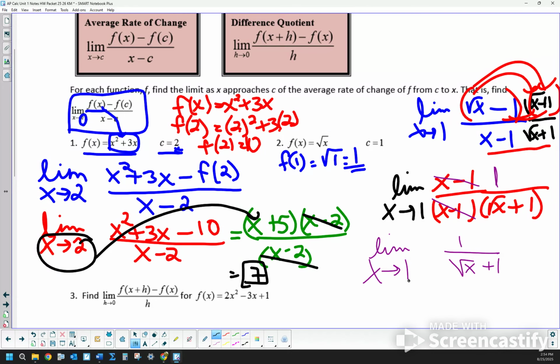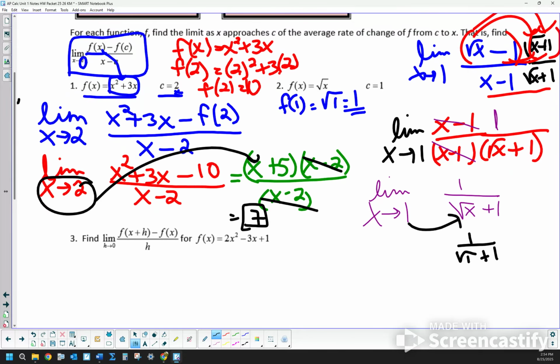Now I'm ready to do the substitution. So that's going to be 1 over square root of 1 plus 1. Square root of 1 is 1, plus 1 is 2. So this is going to be 1/2. And this is the best way to rewrite all of these limits vertically.